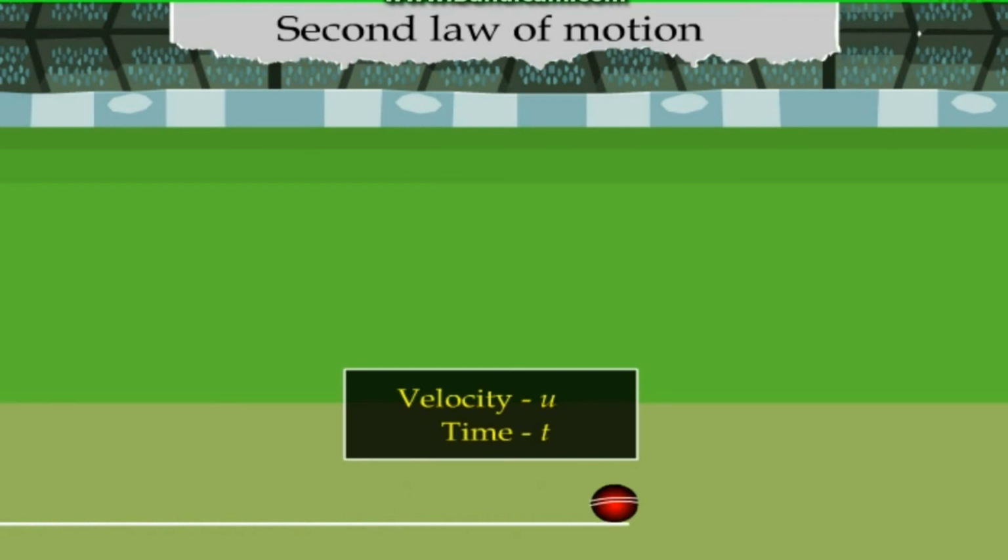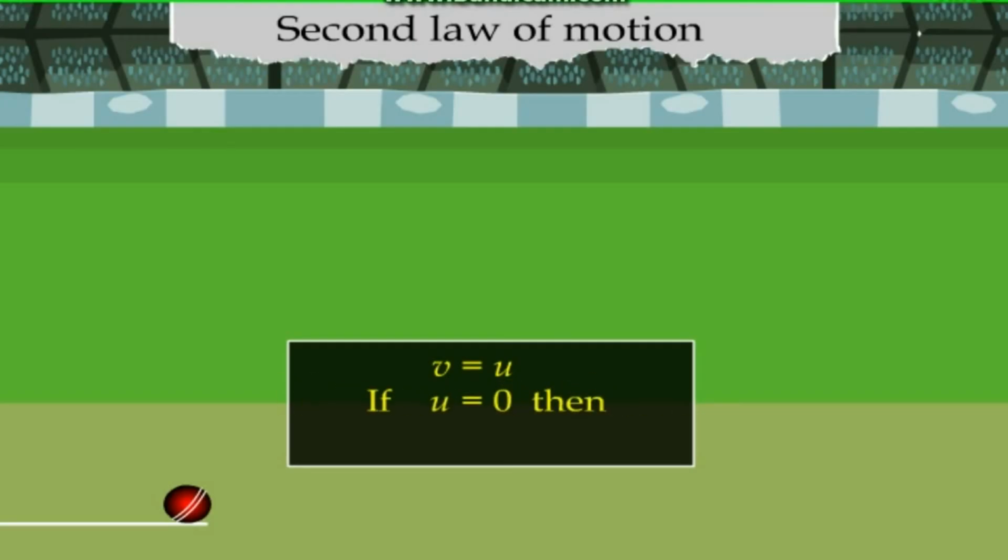This means that the object will continue to move with uniform velocity u throughout the time t, if no external force acts on it. Also, if u is 0, then v will also be 0. That is, the object will remain at rest unless an external unbalanced force acts on it.